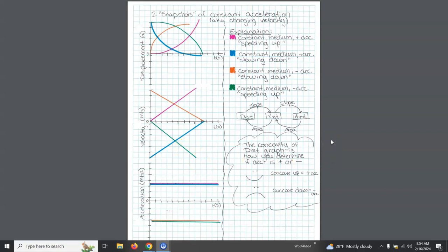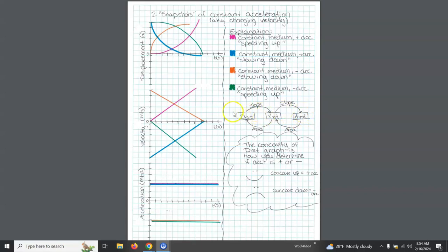Again, remember, if the signs are the same, that means they're speeding up. And if the signs are opposite, that means they're slowing down. Here's another couple cheats. To go from a distance versus time graph, we calculate the slope. To go from a velocity versus time graph, we calculate the slope to get to the acceleration time graph.